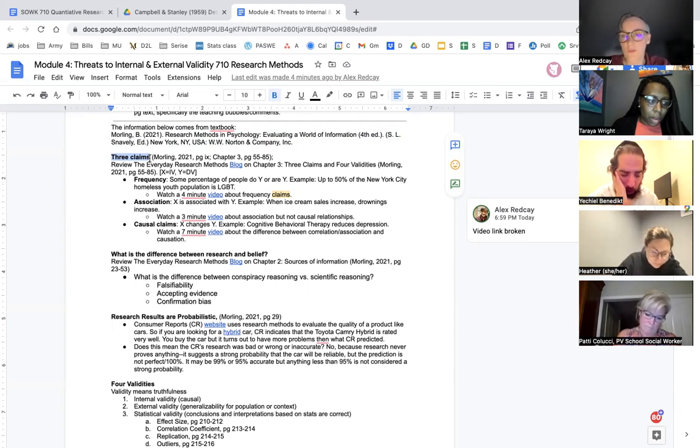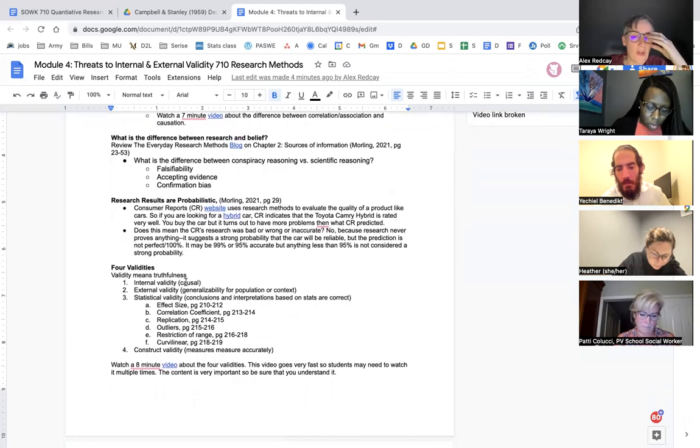So the causal claim is causation. That's when we can say blank changes blank, X changes Y, CBT significantly reduces depression. Okay, those are the 3 claims. And then this really goes into helping students understand the difference between, again, evidence, research, or their beliefs, their opinions, right? And they talk about the difference between conspiracy theories and scientific reasoning.